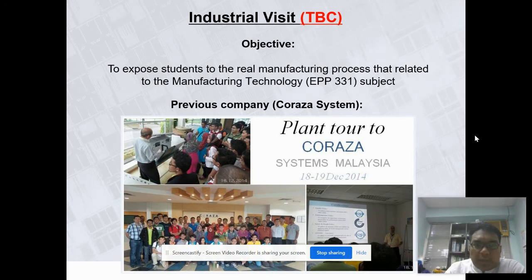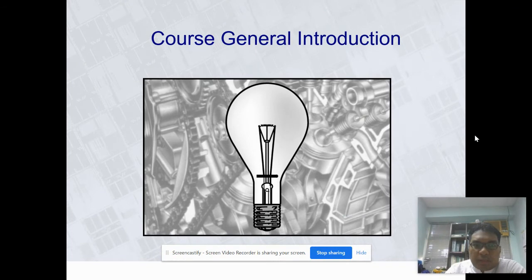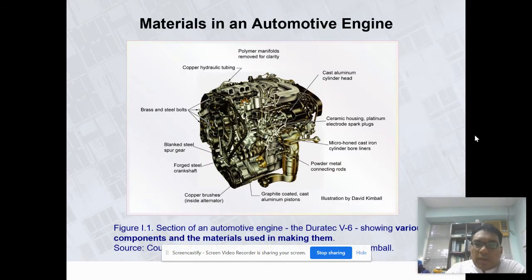Okay, so we go to the general introduction of this subject. So why is it important to learn this manufacturing process subject, manufacturing technology? Because when you become an engineer, for example, at an automotive company like Proton or Perodua, and you are involved in the design or manufacturing engineering for the engine.